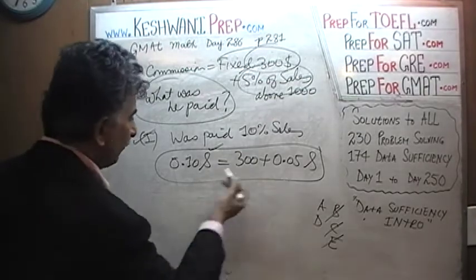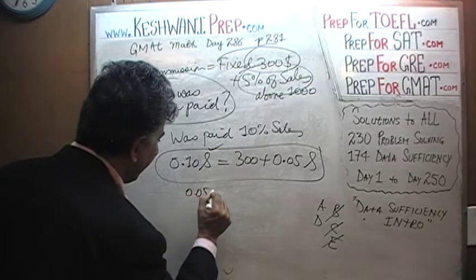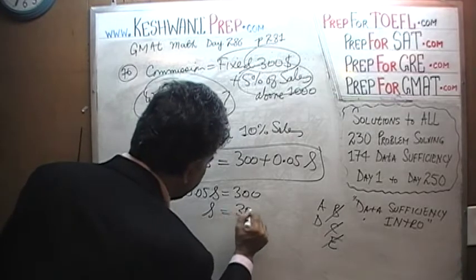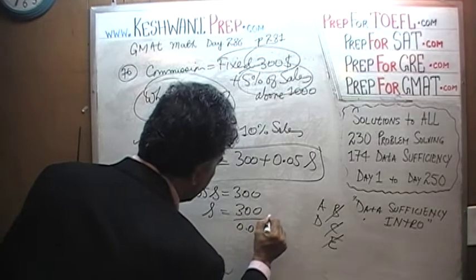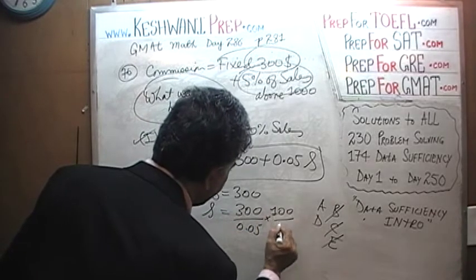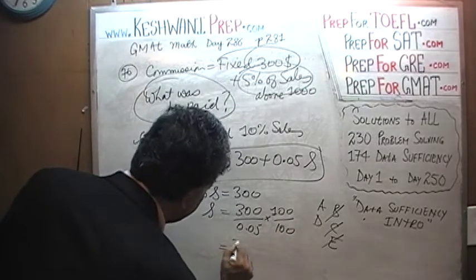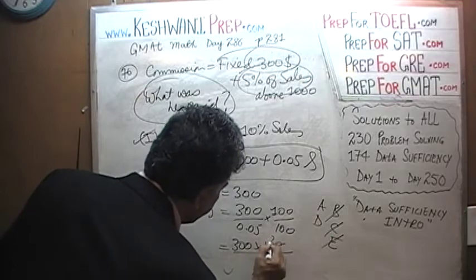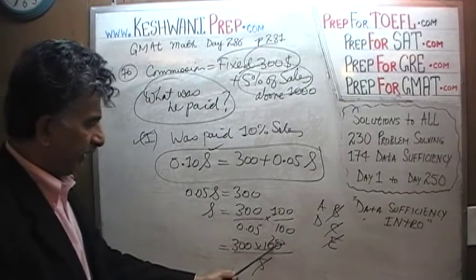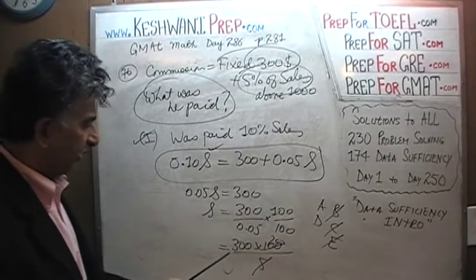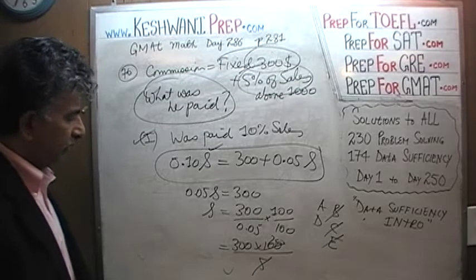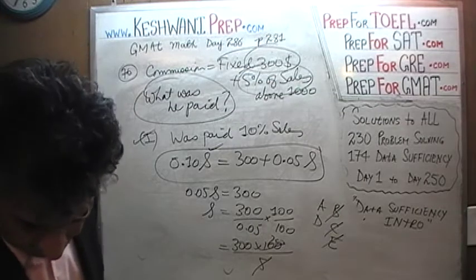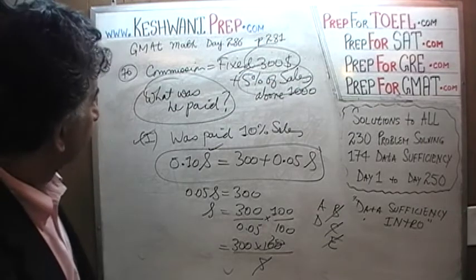We subtract 0.05S from both sides, so we end up with 0.05S equals 300, which means S equals 300 divided by 0.05. Multiply top and bottom by 100, and this becomes 300 times 100 over 5. Divide top and bottom by 5, 100 becomes 20, and it's just 20 times 300. 20 times 300 is not what I got before.